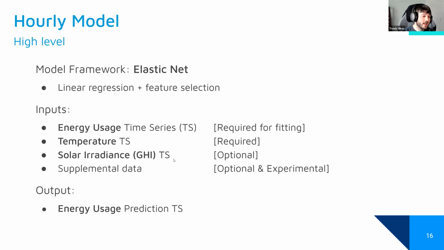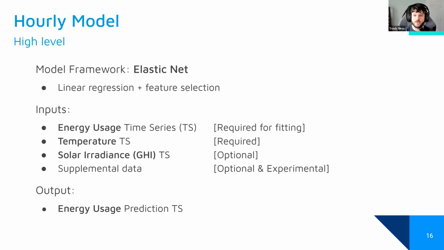What has changed is this is now a fork. You can provide the solar irradiance or global horizontal irradiance, which is a bit more specific and technical. I might refer to it as GHI. I might refer to it as solar irradiance. Just think of them as the same thing. If you do not provide this data source, then the model will switch to a non-solar model.